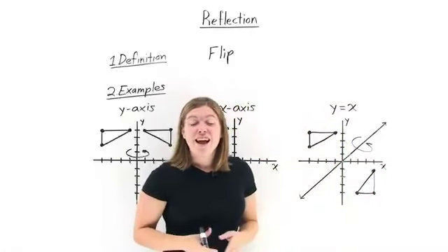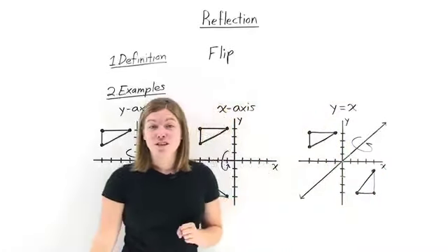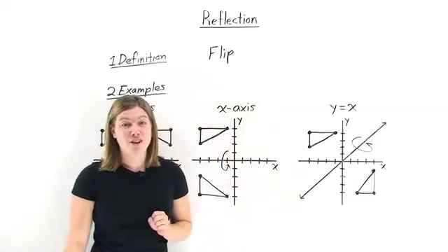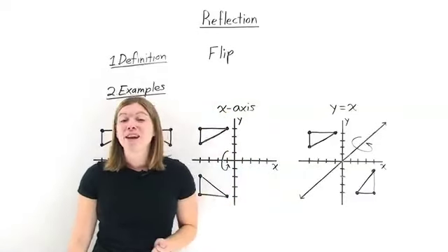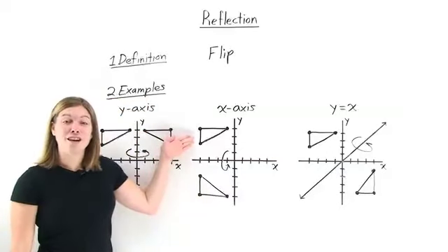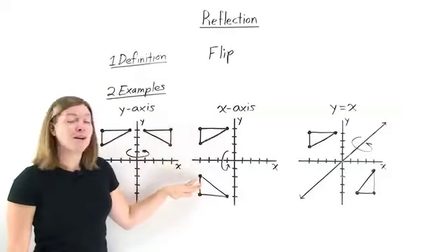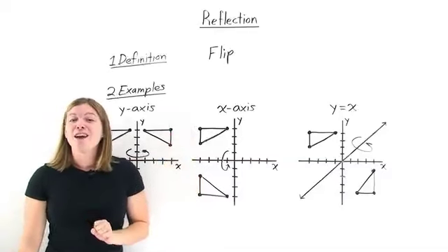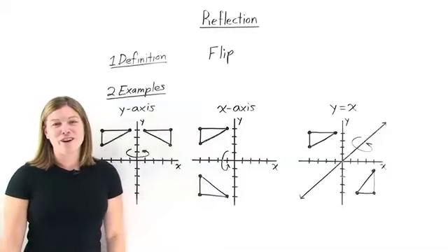Great! Now there are many types of transformations, and a reflection is just one of those types. So now we know. A reflection is a transformation where we take a figure and reflect it or flip it over a line of reflection in order to get a mirror image of our original figure.